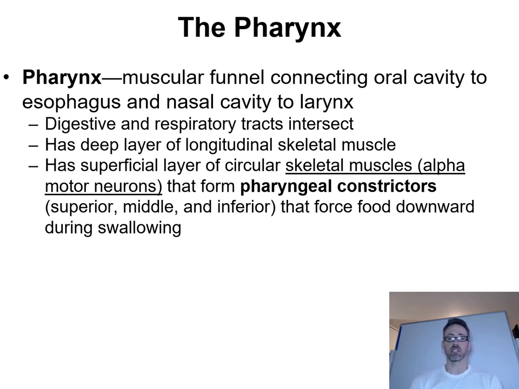And so these muscles are referred to as the pharyngeal constrictors, which have superior, middle, and inferior portions to them. And what they do is they constrict in a downward motion to help force the food downward. Okay, that also helps to prevent it from coming out our nose as well.